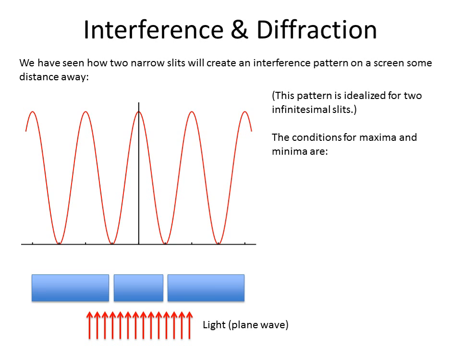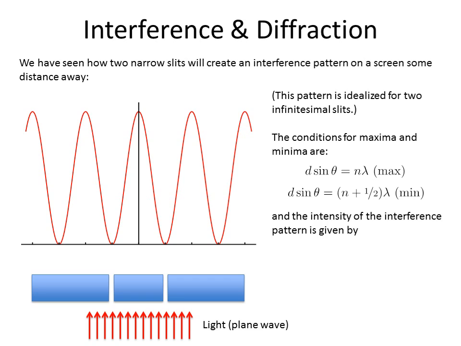But the condition for the maximum, as we've seen before, is d sine theta, the distance between the two slits times the sine of the angle, so how far to the right or to the left we're going, is equal to an integer number of wavelengths. And similarly for the minimums, where the dark bands are, we get d sine theta is equal to (n plus 1/2) times lambda, where n again is an integer.